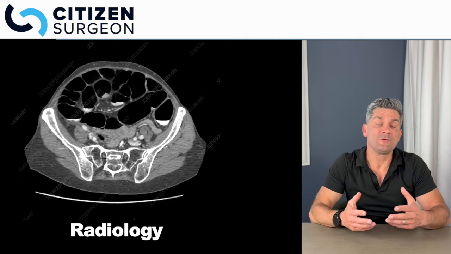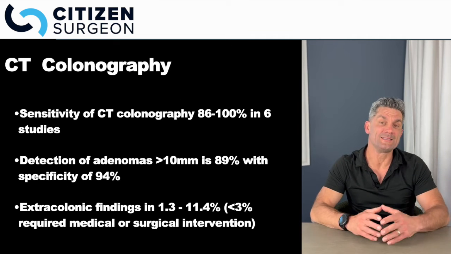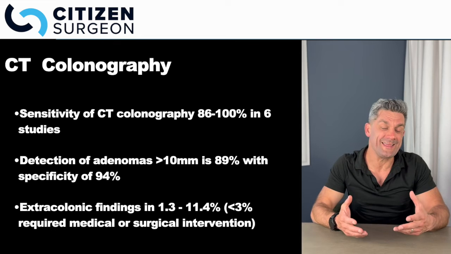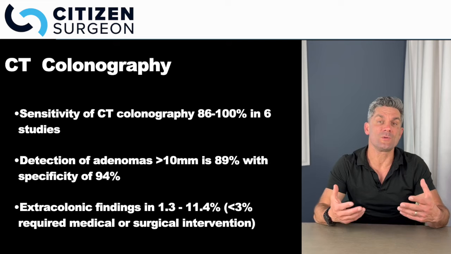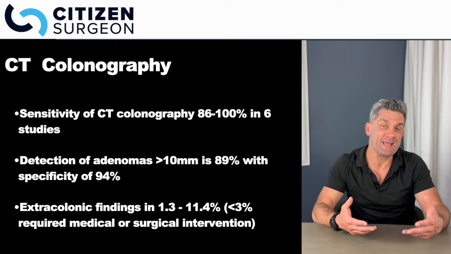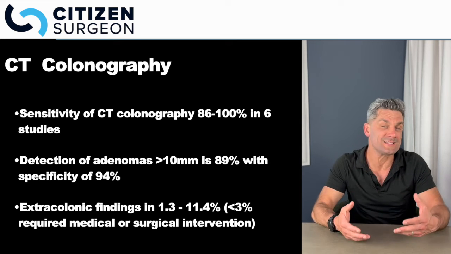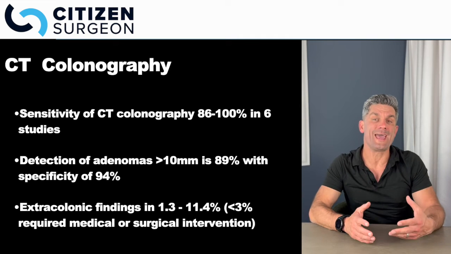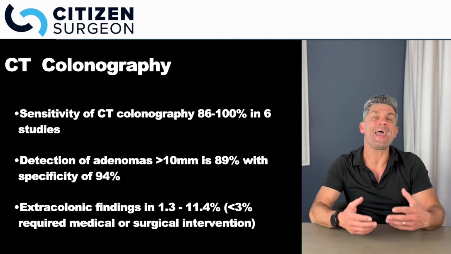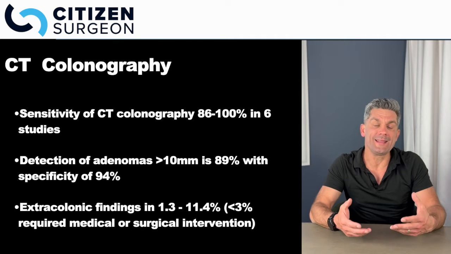The sensitivity for detecting colorectal cancer is 86 to 100%, and that's across 6 different studies. The detection of large adenomas, so those greater than 10 millimeters, is greater than 89% with 94% specificity. And interestingly, in 1 to about 11% of patients, some extracolonic finding is noted.